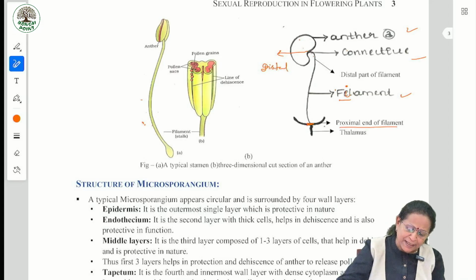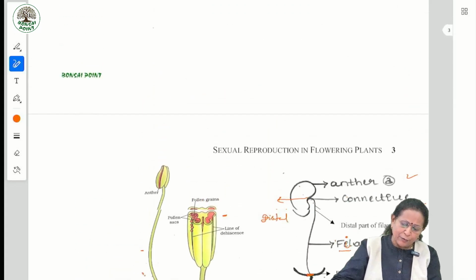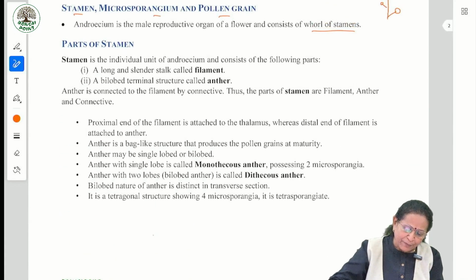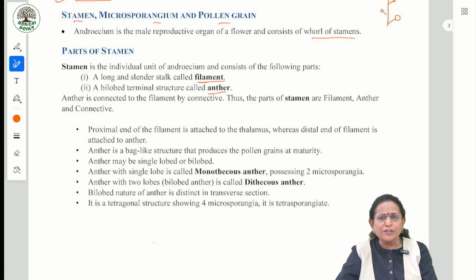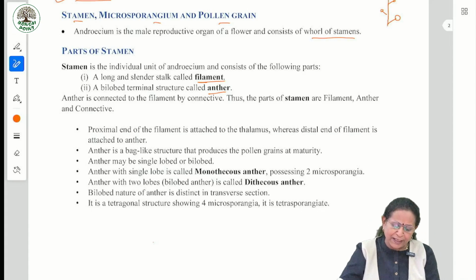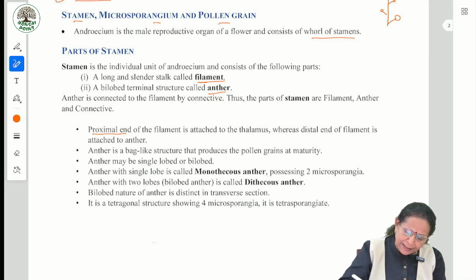Now, this is a sectional view. Let me explain further. Before that, just mark this. The long, slender stalk-like structure is the filament. The bag-like structure is the anther. In future, this anther produces pollen grains. Proximal end, I just told you, and then the distal end. It's a bag-like structure which produces pollen grains at maturity.